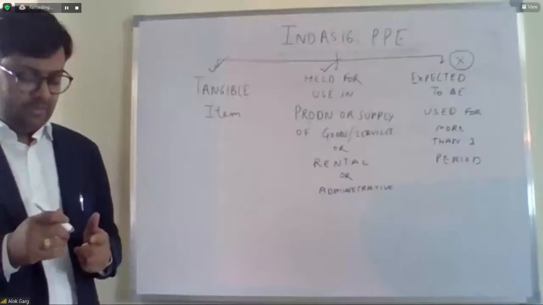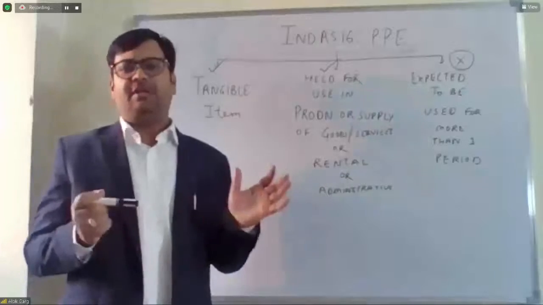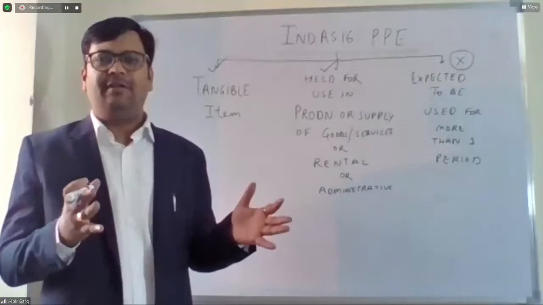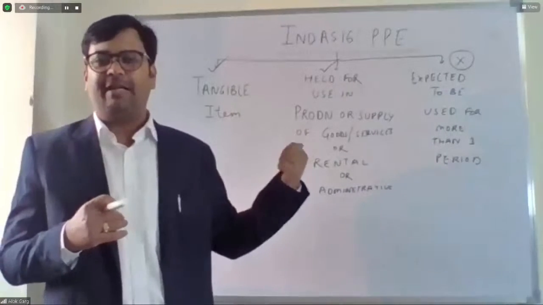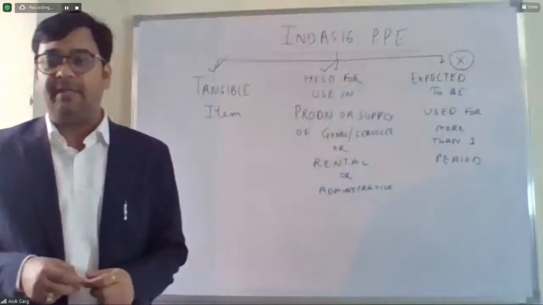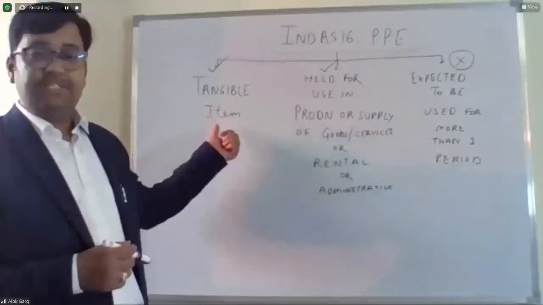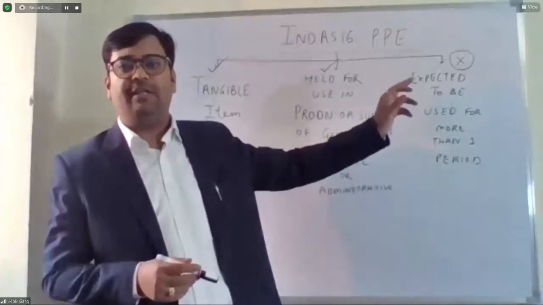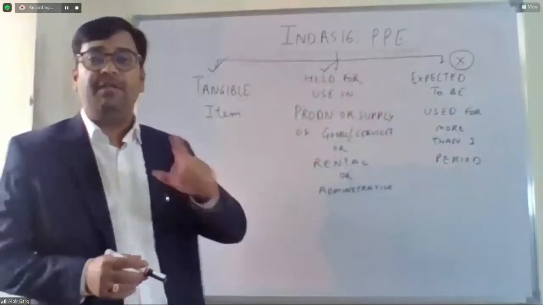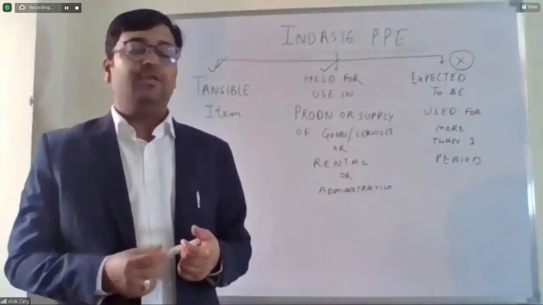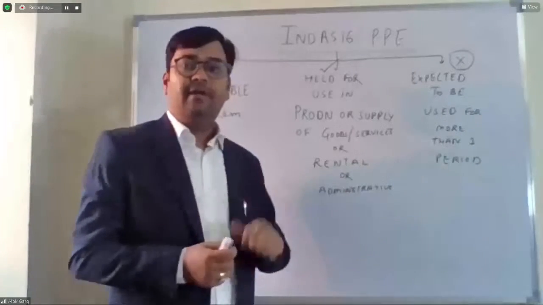Second example, sir, we have acquired a furniture. Furniture is not engaged in the production of goods or supply of services. Will the furniture come under the definition of PPE? Answer is yes. Furniture is a tangible item, it is expected to be used for more than one period or more than 1 year, and it is held for administrative purposes. So furniture will be covered here.